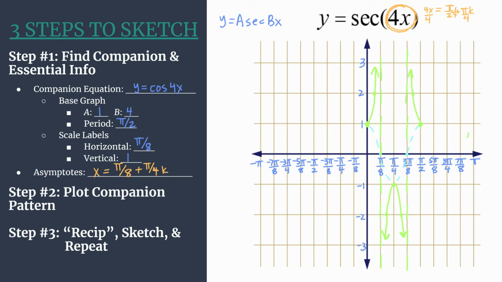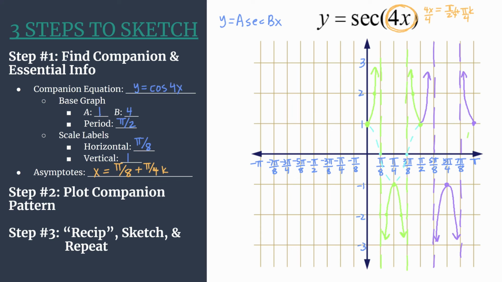So I'll do that in purple here, moving first to the right. So we'd continue our secant curve here. We'd have an asymptote at 5 pi over 8. Play around with the asymptotes equation. That's your asymptote if you let k equal 2. We'd have another curve here with a local maximum. Another asymptote here at 7 pi over 8. That's when k equals 3. And then another partial curve with a local minimum. Okay, so that's another cycle.